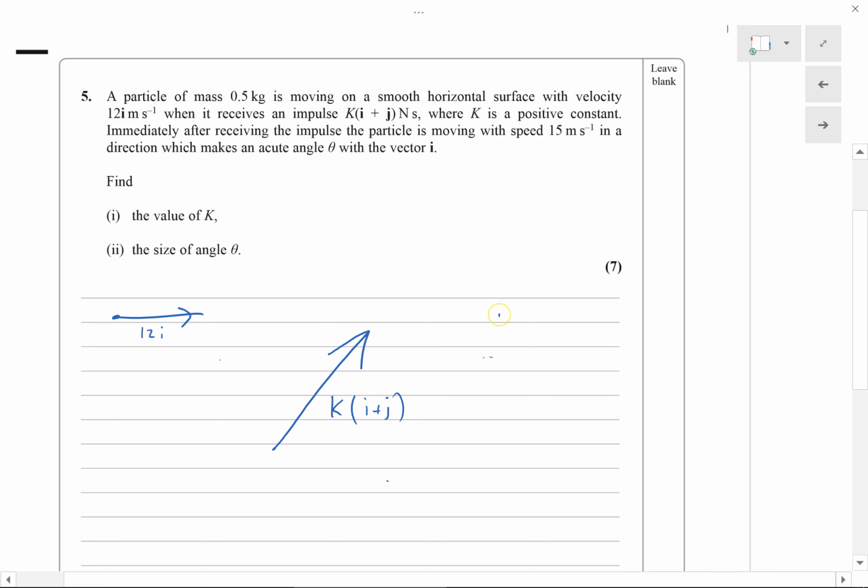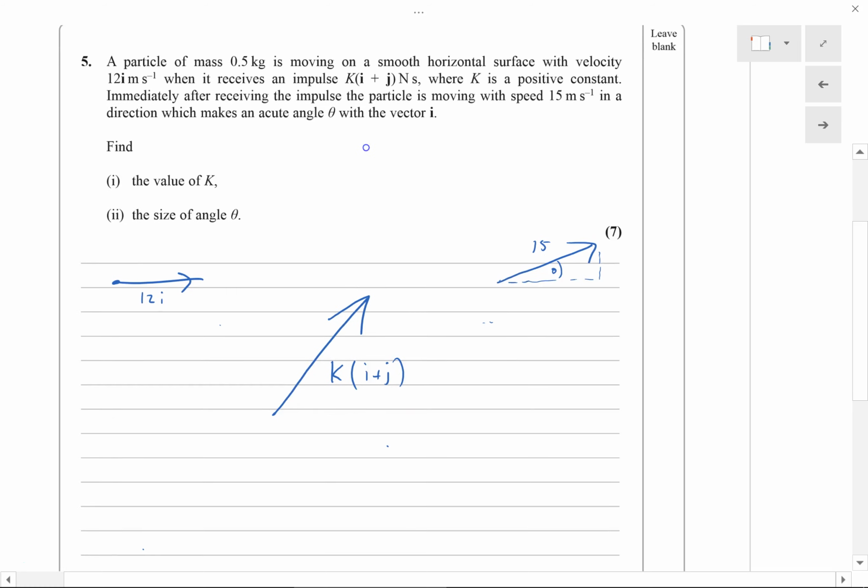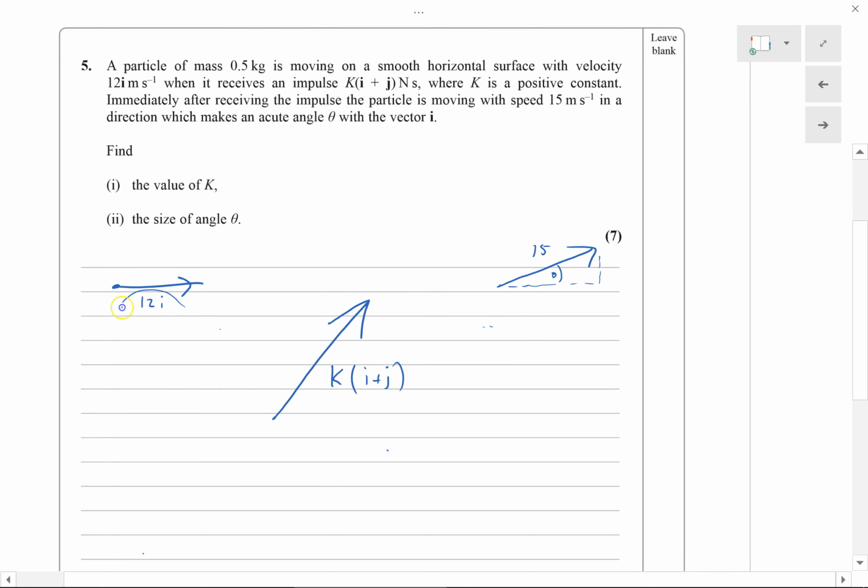Okay, and then obviously as a result of that impulse it's going to have some speed, 15, and we don't know the angle. It just tells us the speed, so we don't know the components of it. But given this scenario, we know the mass is 0.5 as well. We should be able to find the value of k that would result in a speed of 15, because we know the speed is initially 12.